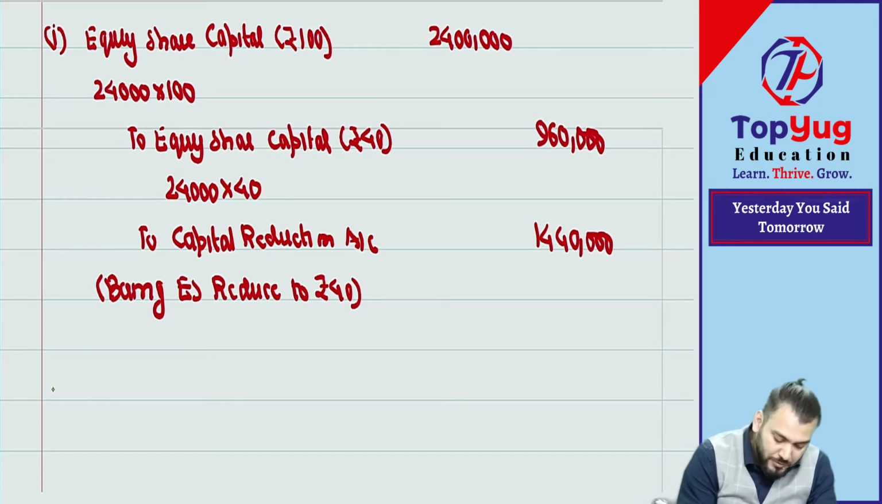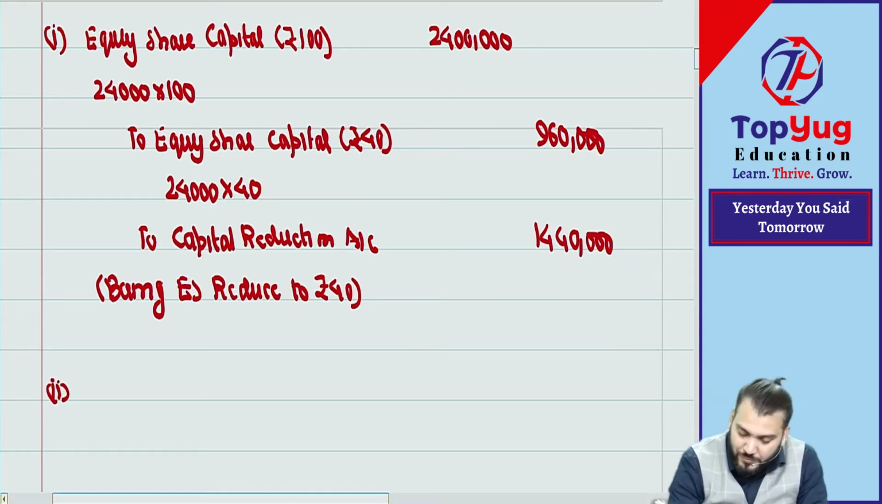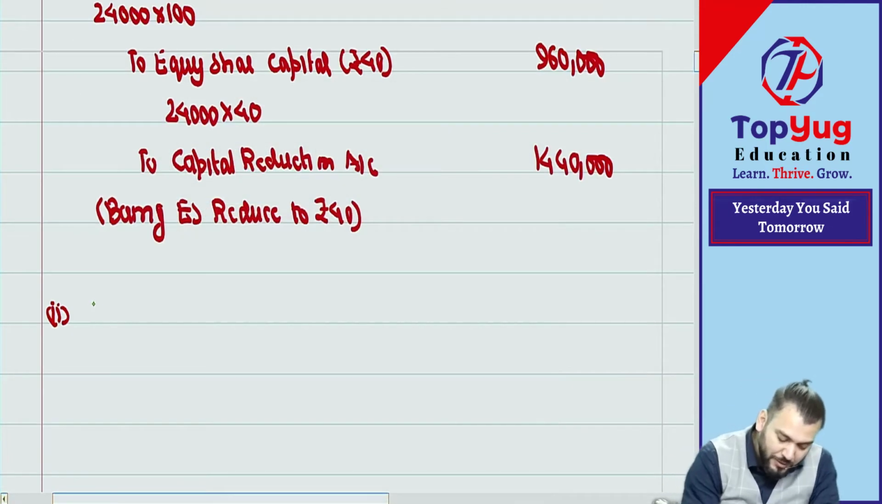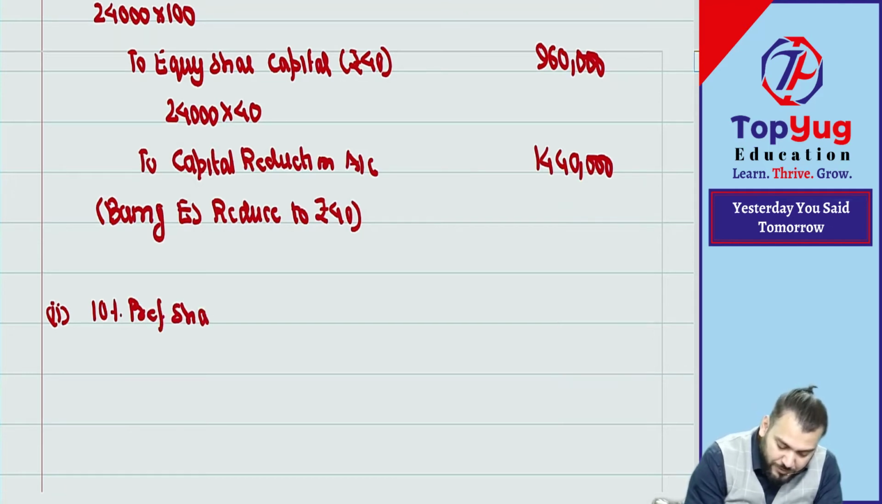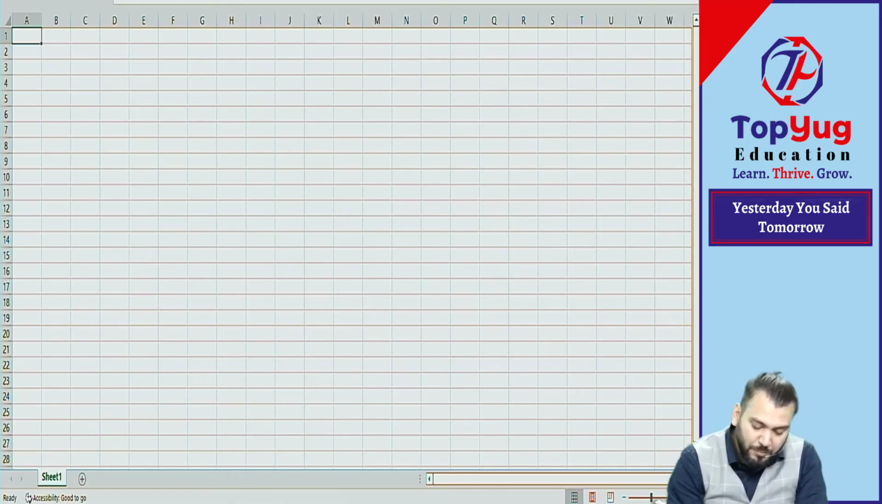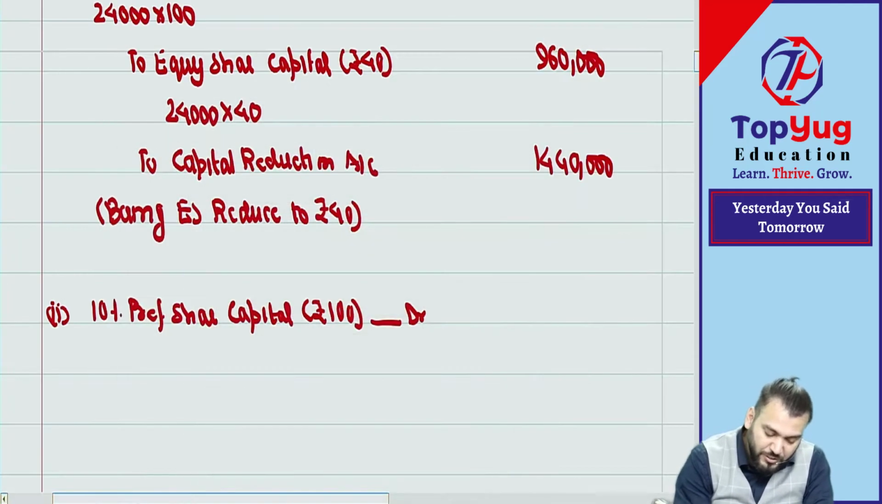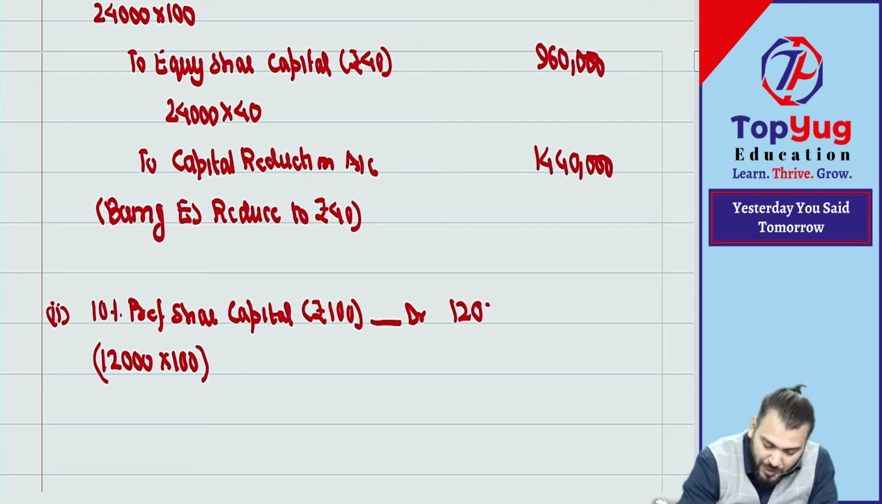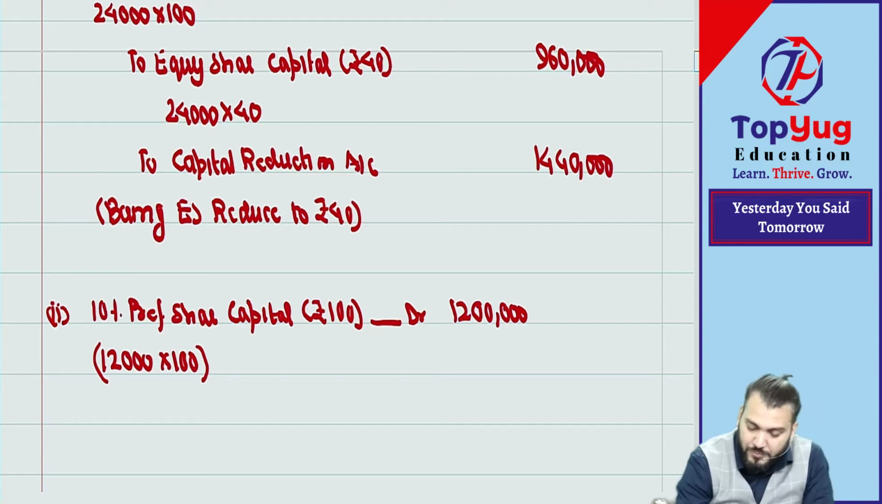Then we should pass the same journal entry for preference shares also. We have 10% preference share capital. So write down 10% preference share capital of rupees 100 account debit. The number of preference shares is 12,000. It is 12,000 into 100, coming to 12 lakh.